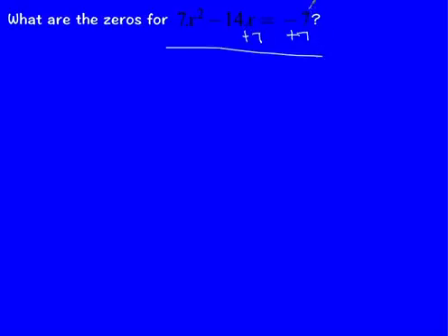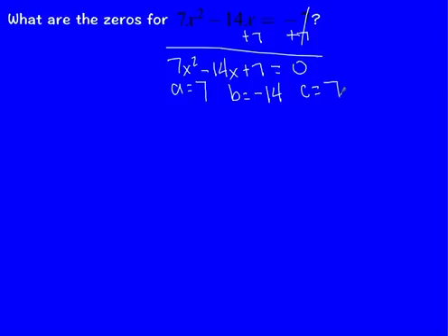If we add 7, the negative 7 and positive 7 will cancel, and that will give us 0 over here. But if we look, this 7 does not have an x or an x squared, which means it is not a like term to either of those terms, so it's going to be 7x squared minus 14x plus 7. Now that we've got it equal to 0, we can identify our a, b, and c. Our a is the coefficient for x squared, which is 7. The b is the coefficient for the x term, which is negative 14. And the c is your constant, which is 7.